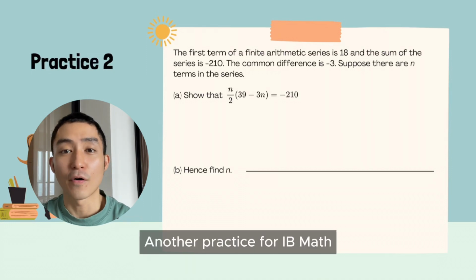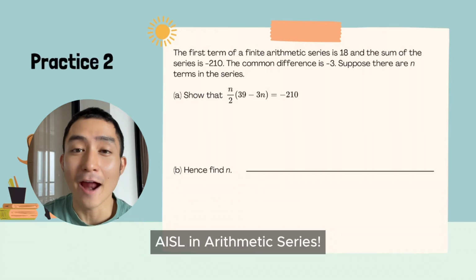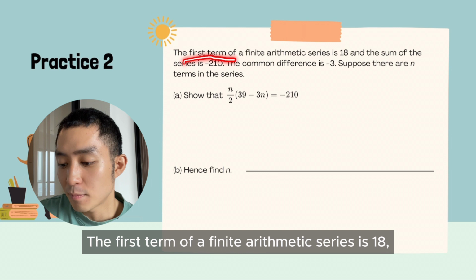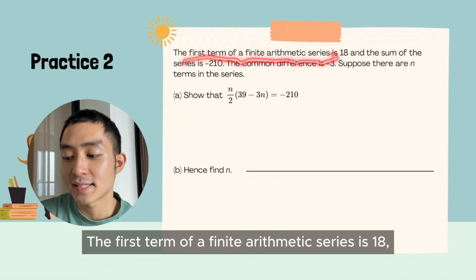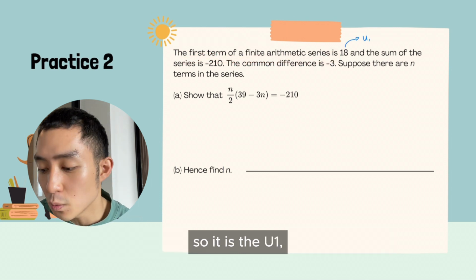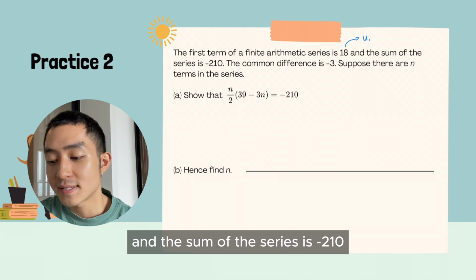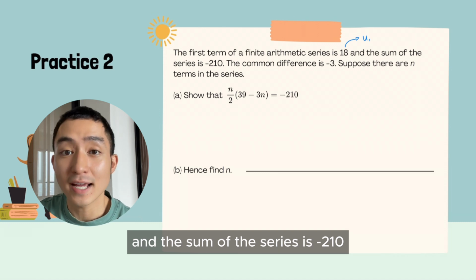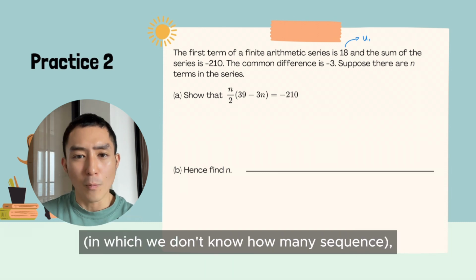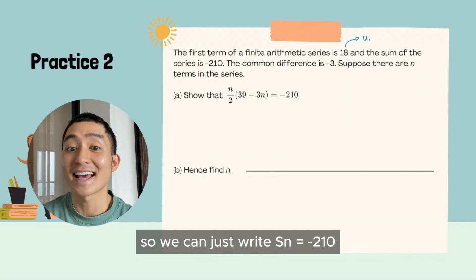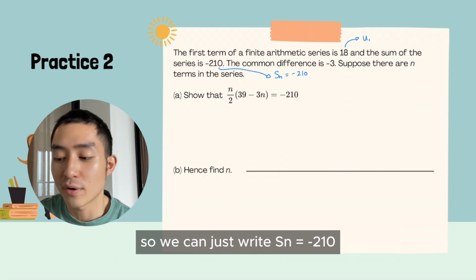Another practice for IB Math AISL in arithmetic series. The first term of a finite arithmetic series is 18, so it is u1. And the sum of the series is minus 210, in which we don't know how many terms, so we can just write Sn equals minus 210.